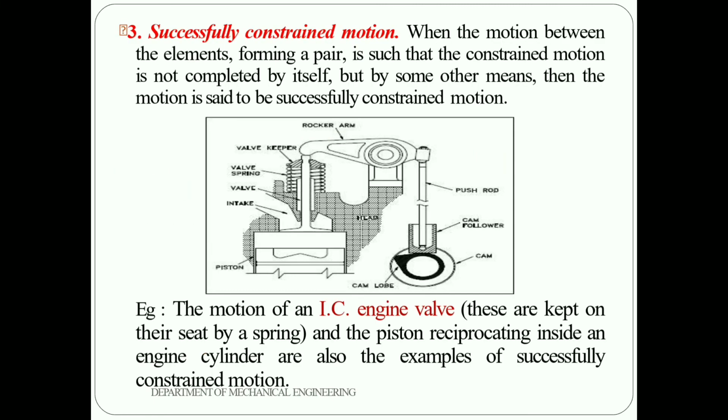What is successfully constrained motion? When the motion between the elements forming a pair is such that the constrained motion is not completed by itself, but by some other means, then the motion is said to be successfully constrained motion. For example, the motion of an IC engine valve, which is kept on its seat by a spring, and the piston reciprocating inside an engine cylinder are also examples of successfully constrained motion.